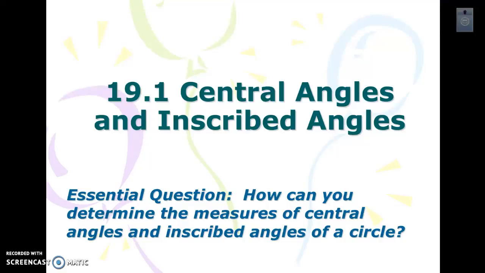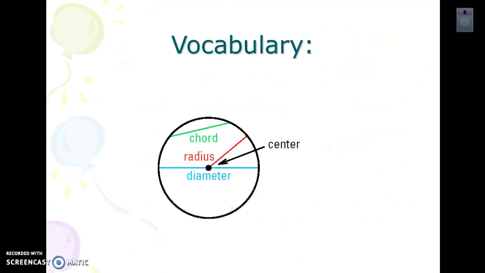So that said, let's go ahead and get started. We have some vocabulary to go over. We are given a circle. The black dot in the center is the center of our circle, whereas the outside is obviously the outside of our circle. Let's go over that green line first.